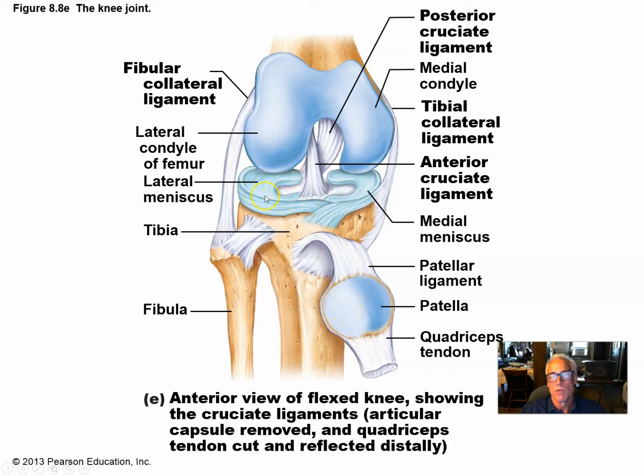You can see a beautiful example of the menisci, these crescents of fibrocartilage that act as shock absorber pads underneath the condyles of the femur, the medial and lateral condyles of the femur. The medial meniscus is essentially all one piece with the tibial collateral ligament, and that's going to have some consequences in certain types of injuries, as we'll see. Here we can see a syndesmosis, where the proximal end of the fibula is attached to the tibia.